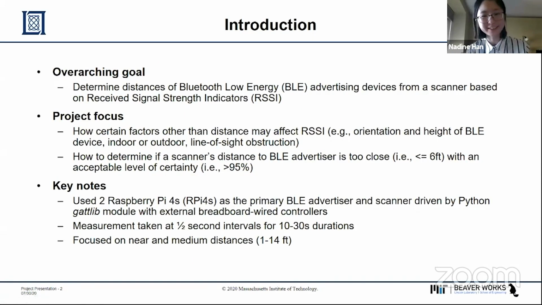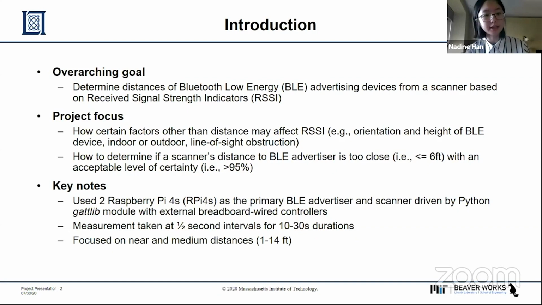Okay, so the overall goal of my project was to determine distances of Bluetooth Low Energy, or BLE, advertising devices. These are things like phones, wireless earbuds, Fitbits, any personal device, from a scanner, which is the device that measures the BLE signals, based on the received signal strength indicator, or RSSI, measurements that the scanner takes. So the way I did this was by focusing on two specific areas.